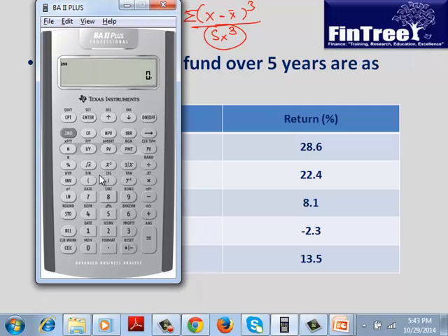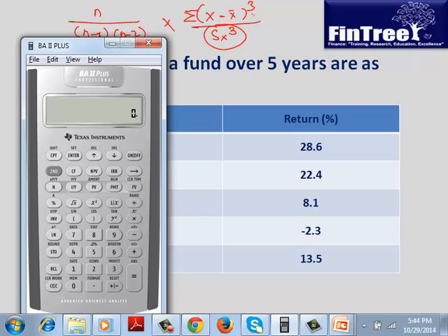Let's insert these values into the data function first. X1 would be 28.6. X2 would be 22.4. X3 would be 8.1. X4 would be negative 2.3. And X5 would be positive 13.5. Then go to second 8, and in this case now search for X bar, 14.06. STO 9, so that I have put into the 9th memory slot. Coming out of the data function now.